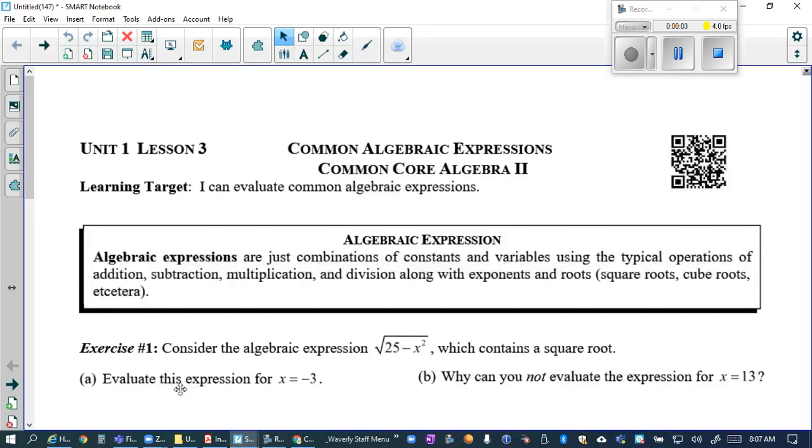Okay, so let's look at some common algebraic expressions.